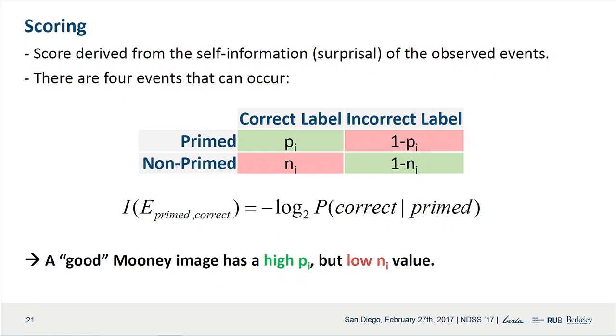And then the only thing you have to remember for this talk is that a good Mooney image has a very high P value but a low N value. So the probability that an image that was primed is labeled correctly is high, and the probability that an image which was not primed is labeled correctly is low.